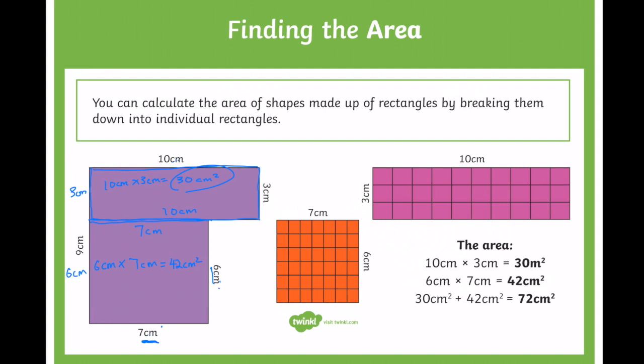So all we have to do is add these two together. So 30 plus 42 equals 72, right? So the area of this entire shape, this whole shape, is 72 squared centimeters.